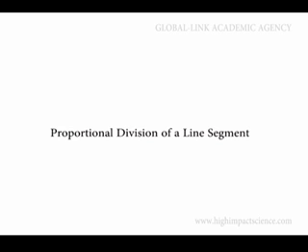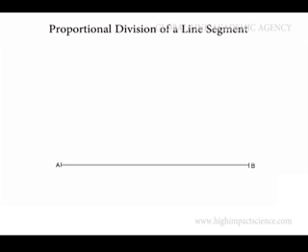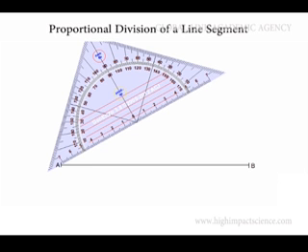Next is dividing a line proportionally. A line segment can be divided into equal parts using two methods. The simplest is using a set square. So let's say we have line AB and we wish to divide it into 5 equal parts. First step is to draw an inclined line to our original line. Let's say from point A. Again, any angle will do.